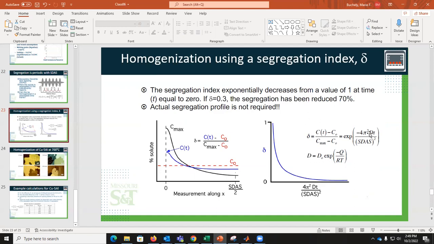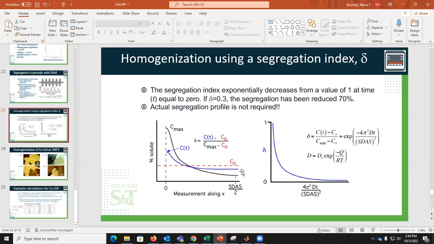So if we put in the diffusivity for a particular temperature and composition, and if we know the secondary arm spacing, we can determine this delta. This delta is a function that goes from 1 to 0. If delta is 1, the material hasn't homogenized at all, so we have maximum segregation. If this number goes close to 0, it means the material is approaching the base composition.